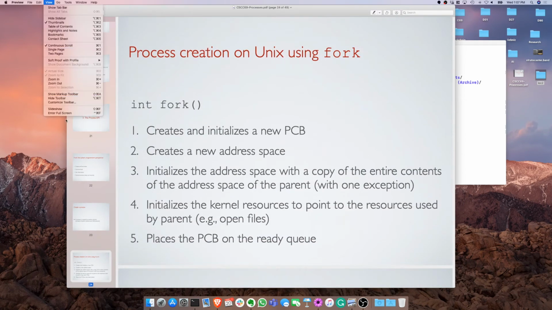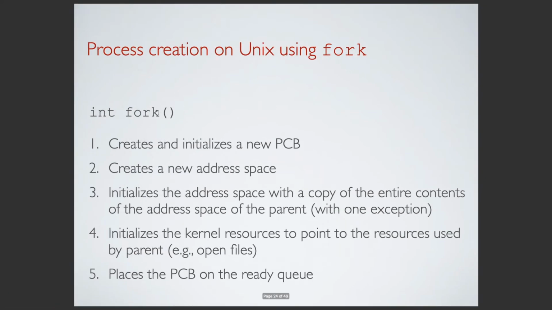So again, if I try to look at the slide, when you call a fork, what's happening? Well, you create and initialize a new process control block. Then you create a new address space, and you initialize it with a copy of the entire content of the address space of the parent. So it's kind of weird, right? We're going to duplicate everything, even the instruction pointers and so on, even the code.